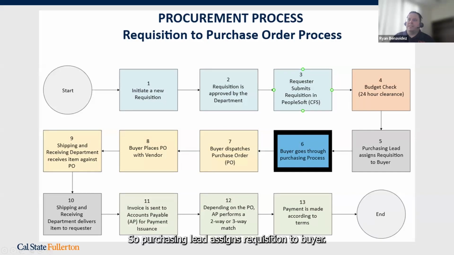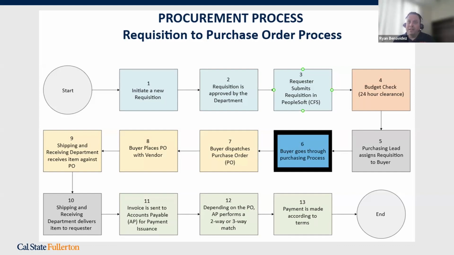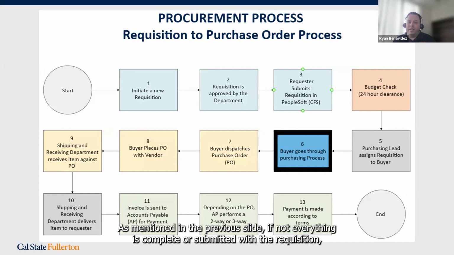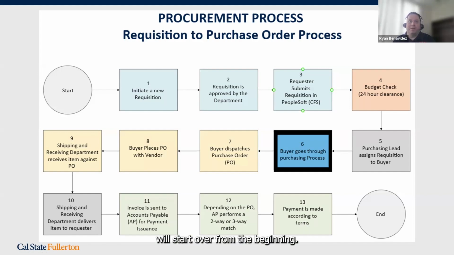So purchasing lead assigns requisition to buyer, and then buyer goes through the purchasing process. I wanted to pause here to highlight that this step could take the majority of the time. All applicable items from the requisition checklist mentioned earlier will need to be completed before moving on to the next step. As mentioned in the previous slide, if not everything is complete or submitted with the requisition, it could lead us to returning the requisition, and this process will start over from the beginning.